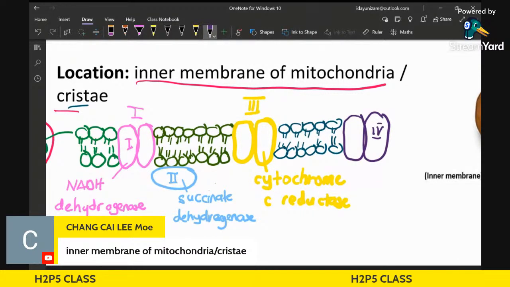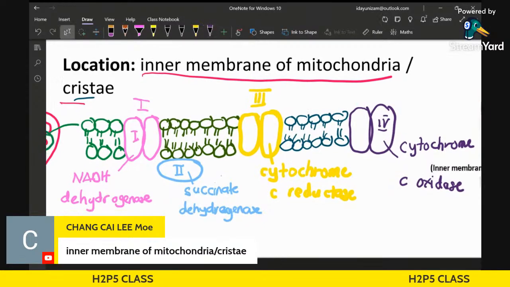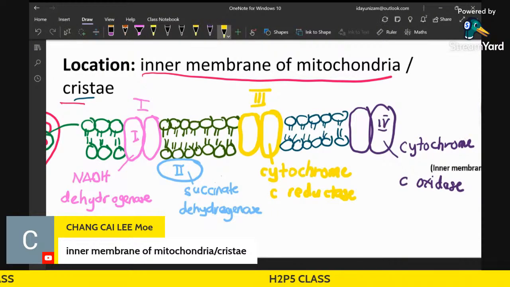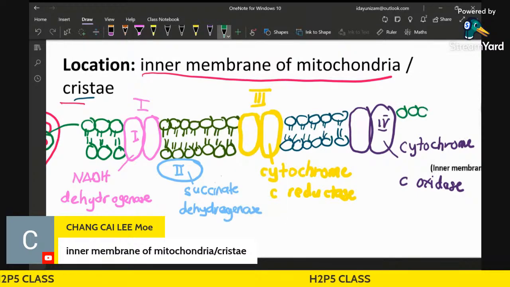So what is complex 4? What is the name of complex 4? Complex 4 is known as cytochrome C reductase. Sorry, earlier it was reductase here, but this one is C oxidase. So we make it cytochrome C oxidase. Okay, so that's complete, you now know the 4 complexes on the inner membrane of mitochondria: complex 1, complex 2, complex 3.